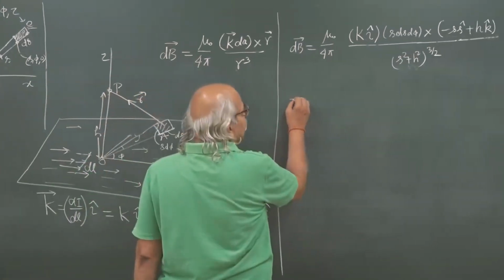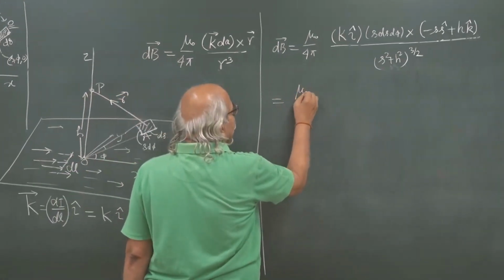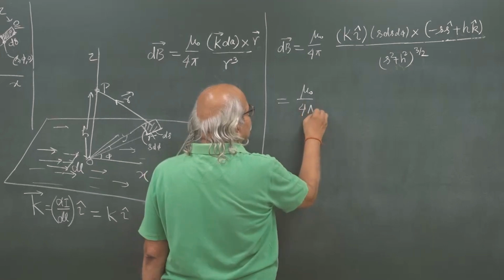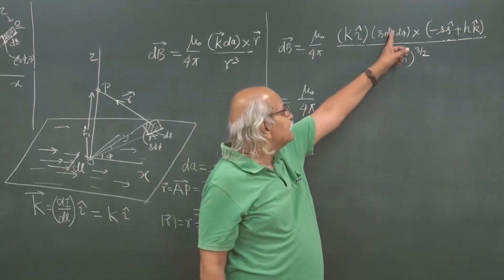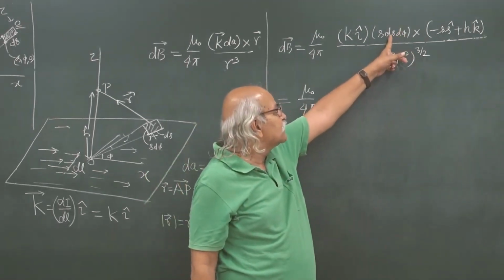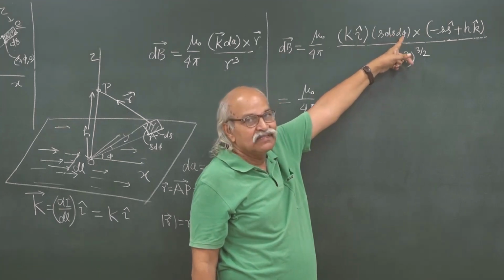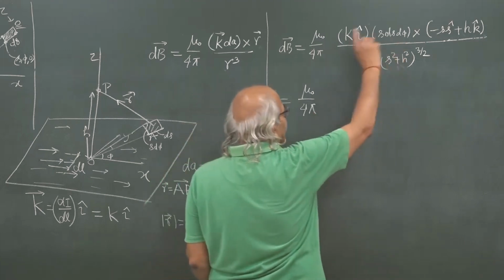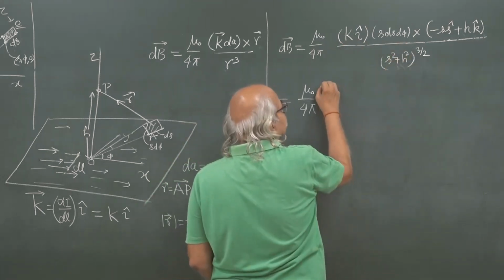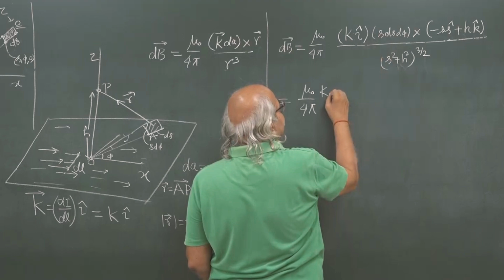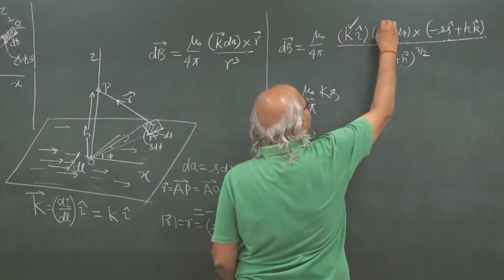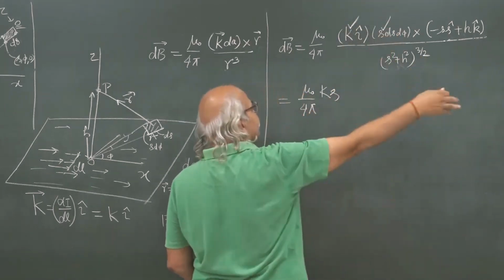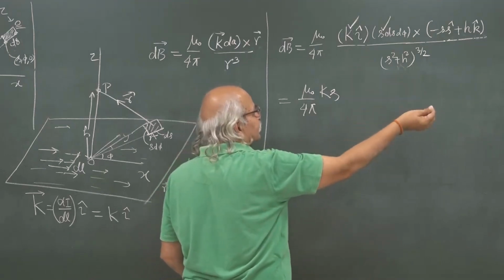So you can simplify now. This is mu naught by 4 pi. See, there are two variables, ds d phi. You have to integrate with respect to s. You also have to integrate with respect to phi. But nevertheless, let us write this. So this k is there, this s is there, ds d phi I will write at the end.